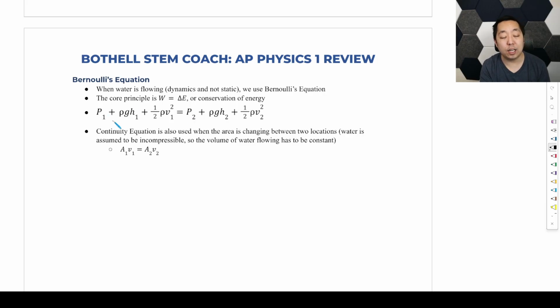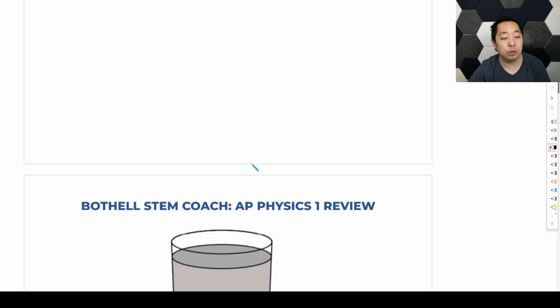But it's like conservation of energy in the sense that you pick 2 points and you're going to compute the pressure. All of these refer to the location at 1 point. All of this refers to the fluid location at a 2nd point, and you set them equal to each other like that. Okay, so let's go through some problems here.